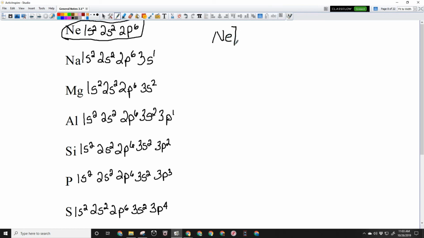We put it in square brackets like this, and then we add on the new energy level configuration. So if I was writing the shorthand or the noble gas configuration for sodium, I would write neon in brackets. Okay, there's neon right there. And then I would add 3s1. So this is the shorthand configuration for sodium. The shorthand configuration for magnesium would be neon in brackets, just like this, and then 3s2.